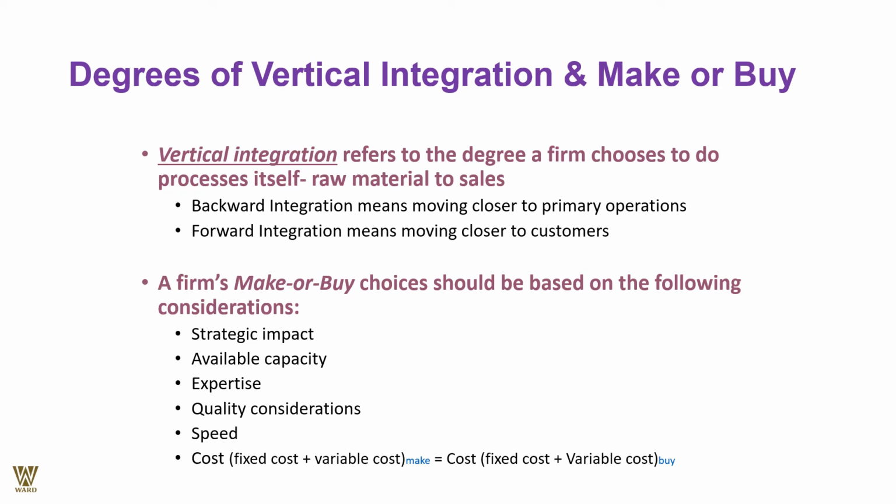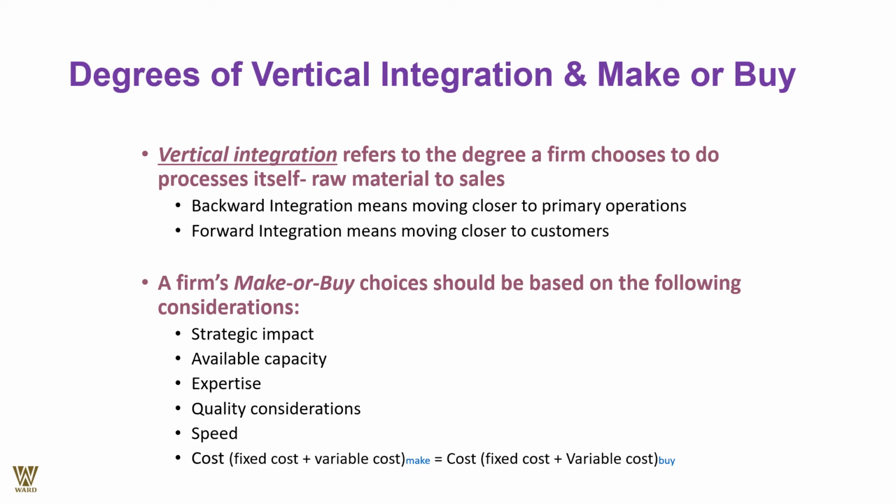Degrees of vertical integration in make or buy decisions. Vertical integration refers to the degree to which a firm chooses to do the process by itself, or sells it, or outsources it. So if it is doing it by itself from raw materials to sale, everything the firm is doing on its own, right from procurement, production, manufacturing, packaging, and selling.